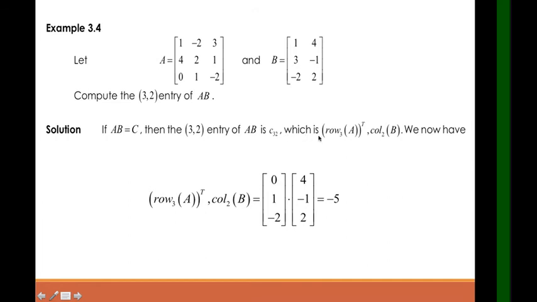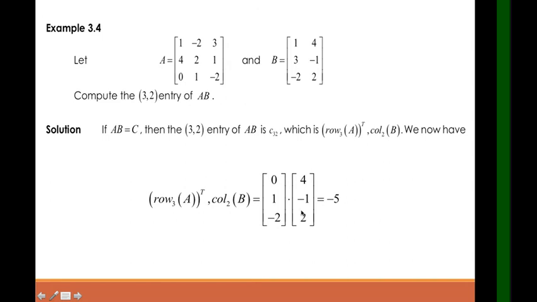Okay, 3 2. Then which is row 3 of A, row 3, this is row 3 of A. Where's the row 3 of A? Tapos kukunin mo yung ang tawag dito, yung kanyang transposition, okay? And then for the column 2 of B, where's the column 2? This is the column 2 of B. Kasi sabi, compute the 3, 2, 3 for the row and 2 for the column. Row and then column. Column 2 of B, we now have this one is equal to 0, 1, and negative 2. Ito yan kasi we do the transposition. Okay, and then we have B, which is 4, negative 1, and 2.